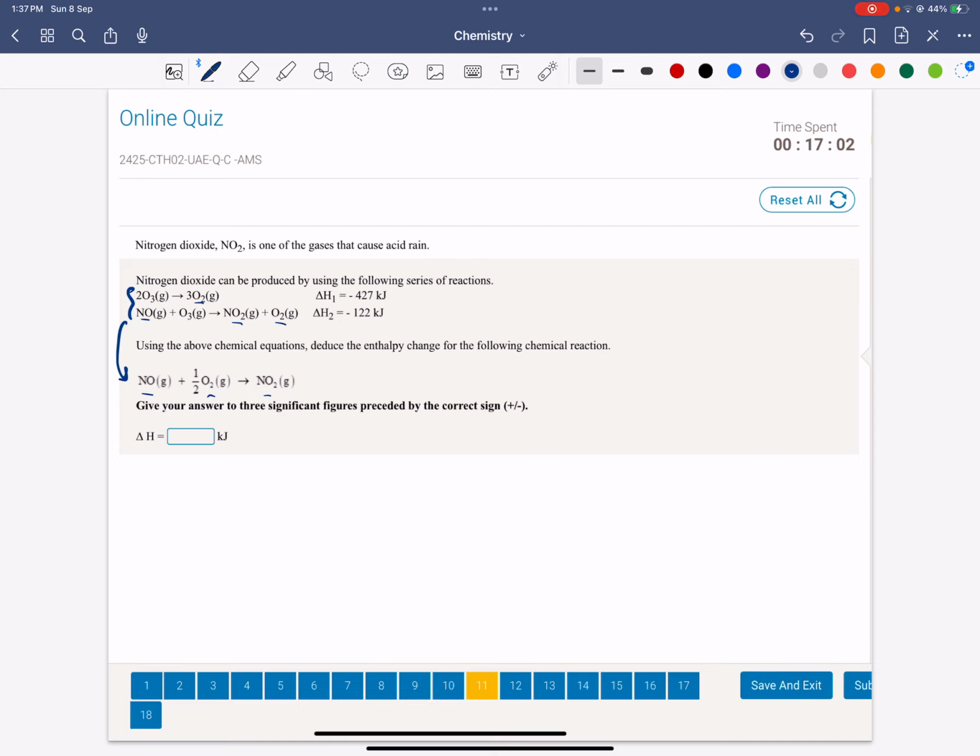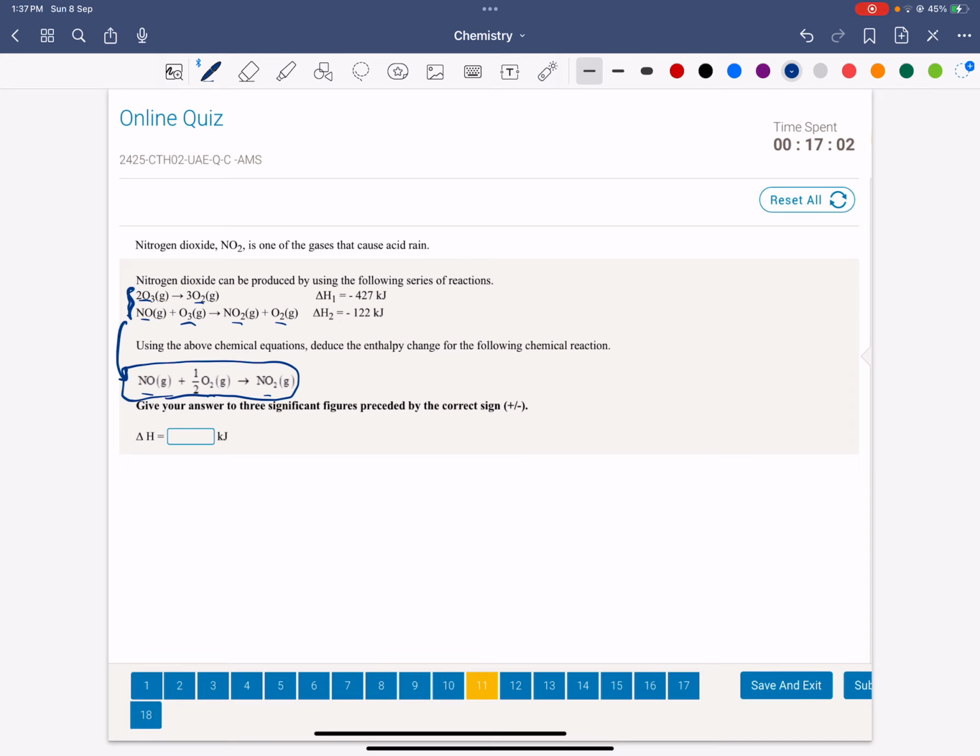But we don't have O3 in this equation, but we have O3 up here. So we have to cancel O3. However, we have to do two steps to be able to cancel O3. First of all, the O3 are on the same side. So we cannot cancel them if they're on the same side. So we have to decide one of the equations to switch them. Now, which equation are we going to switch?